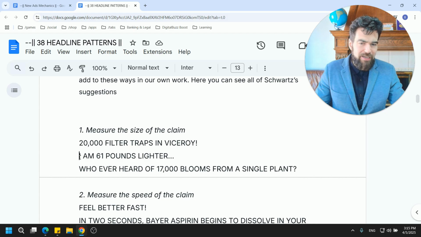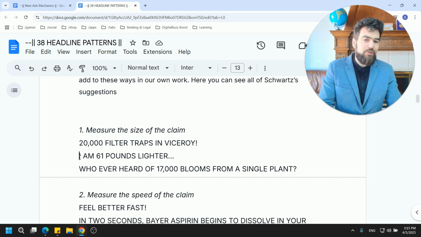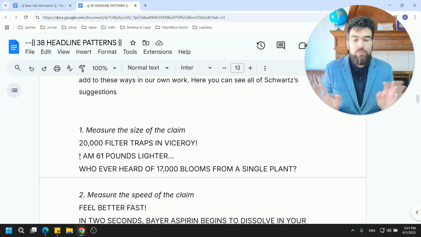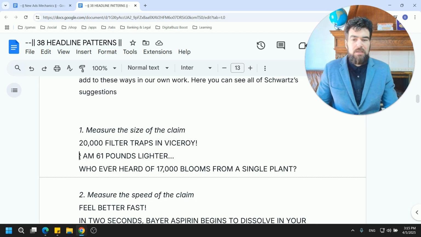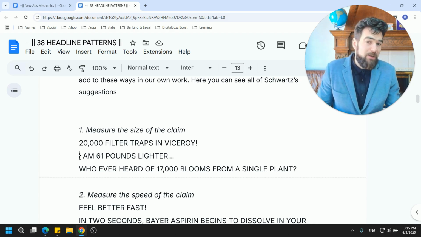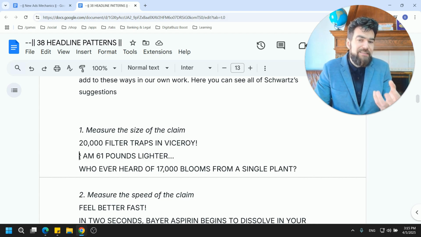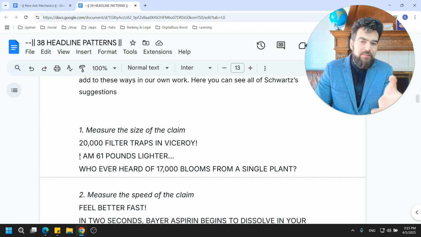I'm 61 pounds lighter. So what is the product we're selling here? Well, we don't know what we're selling because there is no mention of it. So it's probably not product aware. But it is desire aware, it is solution aware, because it's putting it on display here that we're talking about weight loss. So this is going to trigger and entice people who want to lose weight.